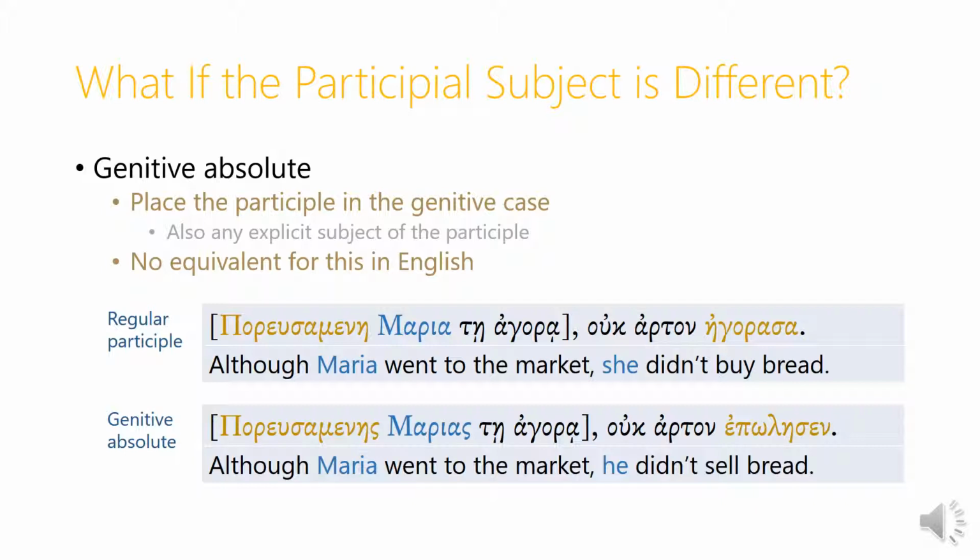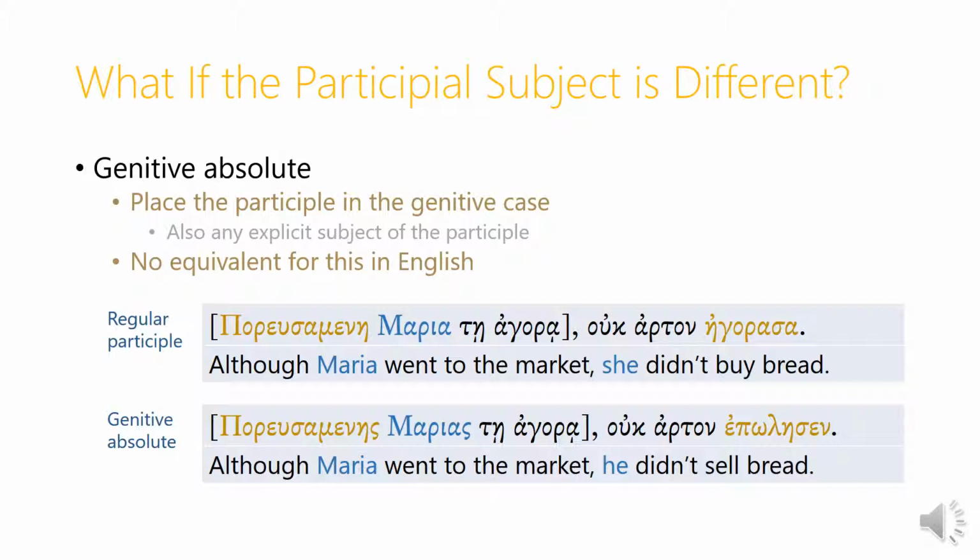So we're saying, although Maria went to the market, porusamene Maria te agora, and notice that porusamene and Maria are both in the nominative case. Although Maria went to the market, uk arton egorasa, she didn't buy bread. Now, because the participle is adverbial and is nominative in case, we can presume that Maria is both the subject of porusamene, the participle, and the subject of egorasa, the main verb.